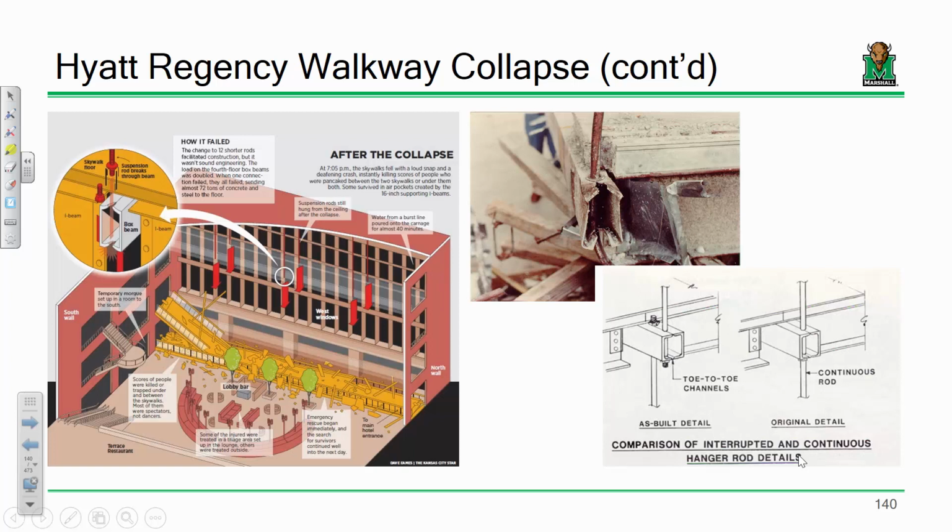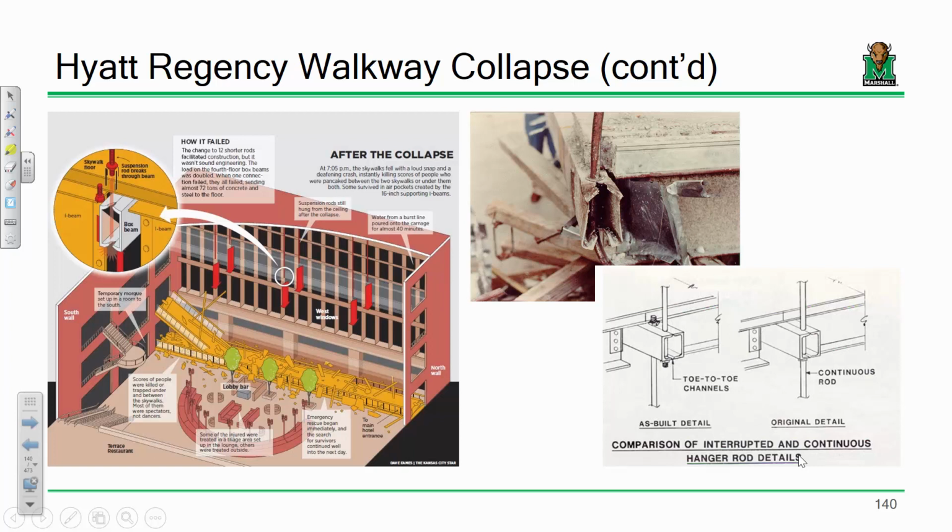And so not only did this walkway collapse, but the people that were on this walkway, it fell, and then the walkway fell on top of them. So they were sandwiched in between multi-inch thick slabs of concrete falling on top of them. So this was not a good day. This was horrible. And what it all boiled down to was a change in the connection design from engineer to contractor.